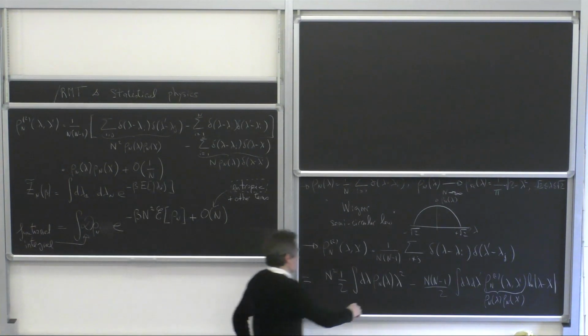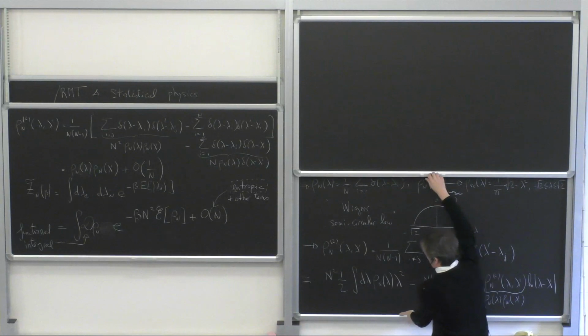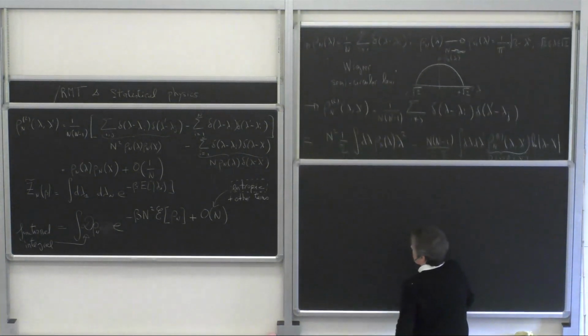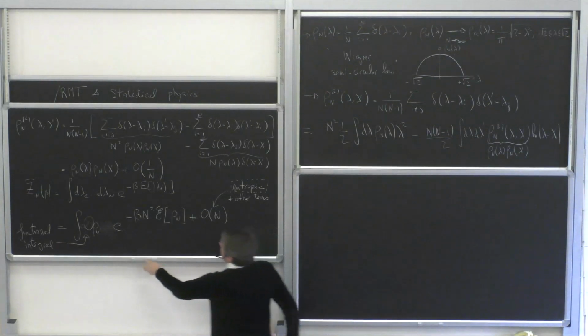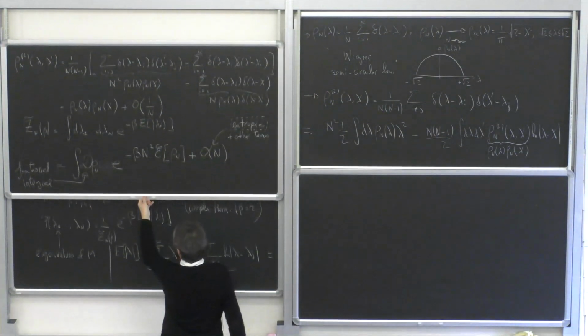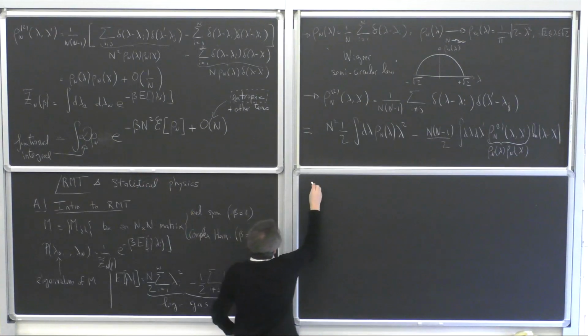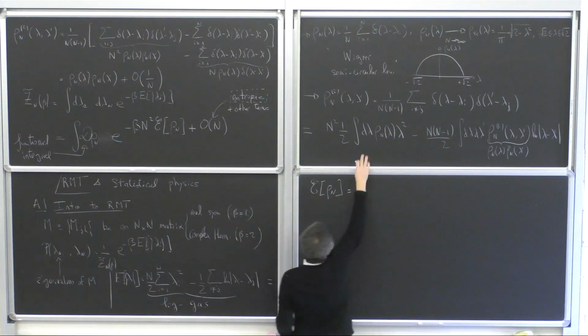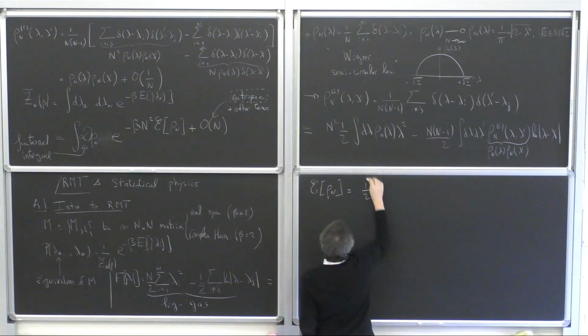Now, let me just finish about this E of rho. I can just read it from here, just writing it. So this E is a functional of the rho n. Let me have it like that so that everyone sees what we are talking about. Okay, so I can just read it off from here.